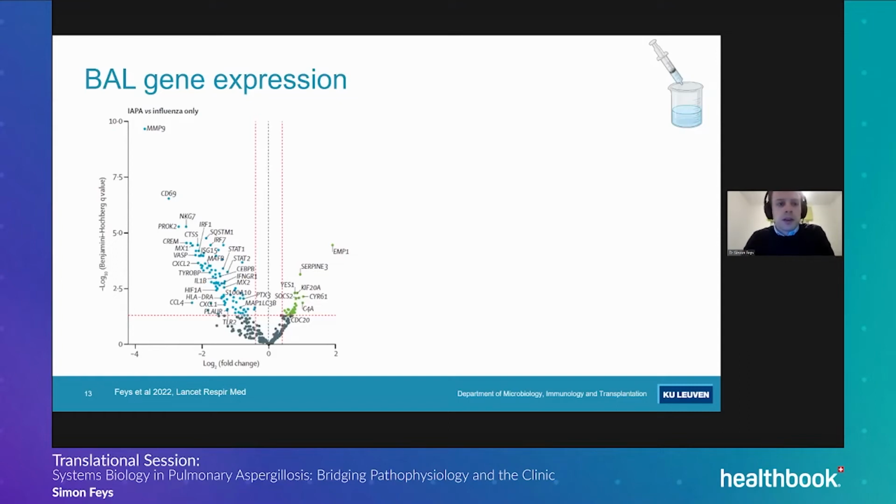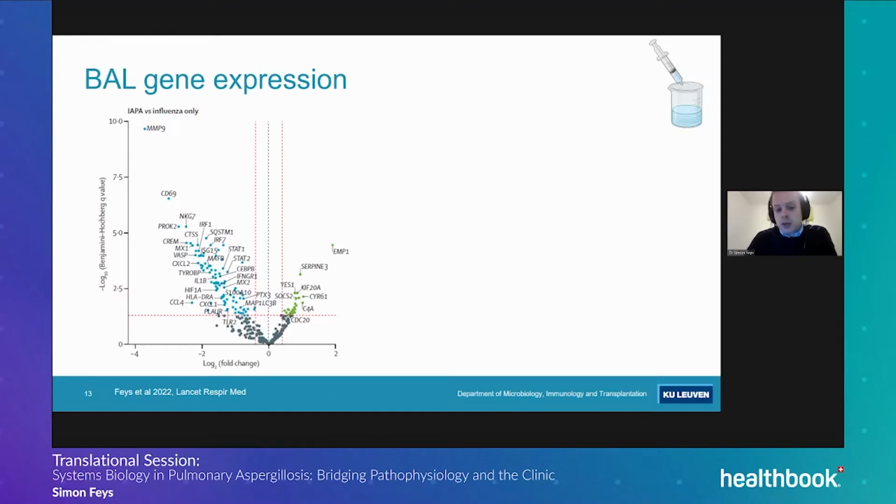I'm first going to talk about our BAL results. This is a volcano plot showing the differentially expressed genes between VAPA patients versus influenza-only patients. For those of you who are not very familiar with volcano plots, the x-axis shows us the log2 fold change. Everything on the right side of 0 shows us the genes that are upregulated in VAPA, while everything left from 0, the negative genes, are those that are downregulated in VAPA when compared to influenza-only patients. The y-axis shows us the inverted adjusted p-value.